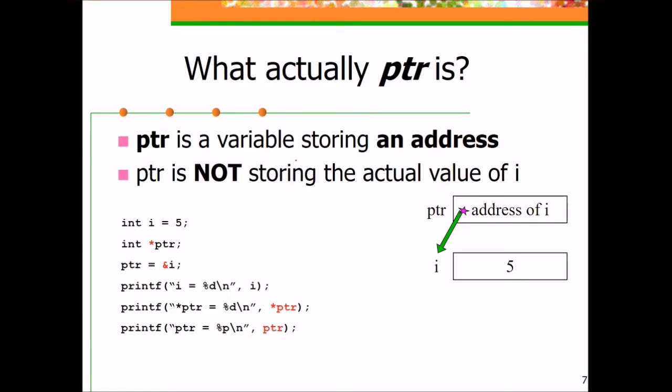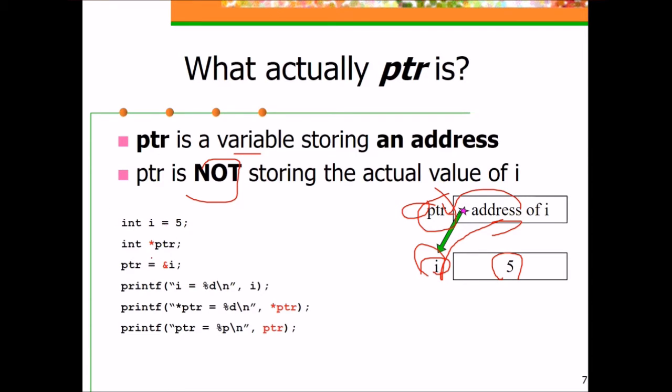So what actually is a pointer? We have talked about the pointer a lot. I hope you understood what a pointer is, but we still need to understand it, because this will be very confusing if you don't understand it right now. A pointer is a variable storing an address, and a pointer is not storing the actual value of i. Please understand, the pointer is not storing the actual value of i, because i has a value of 5. The address of i, wherever i is, will be the value of this ptr.